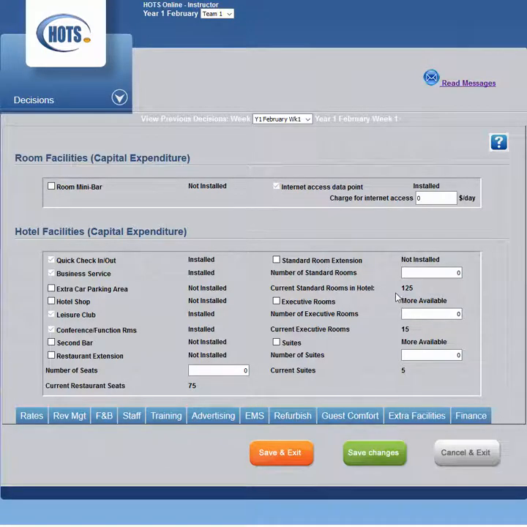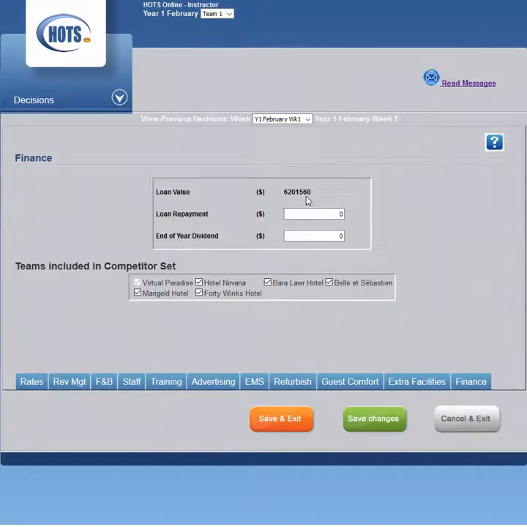And of course, if the hotel is successful and they bump up against the limiting factor of full occupancy, they can decide on capital investment to extend the number of rooms that are available of any type, and they can extend the number of seats that are available in the restaurant. The final decision area on finance allows a team to repay a one-off payment on its loan. Loans are automatically repaid every month, but if a team becomes cash rich and wants to make an extraordinary payment to pay down a loan, they can enter that in here.